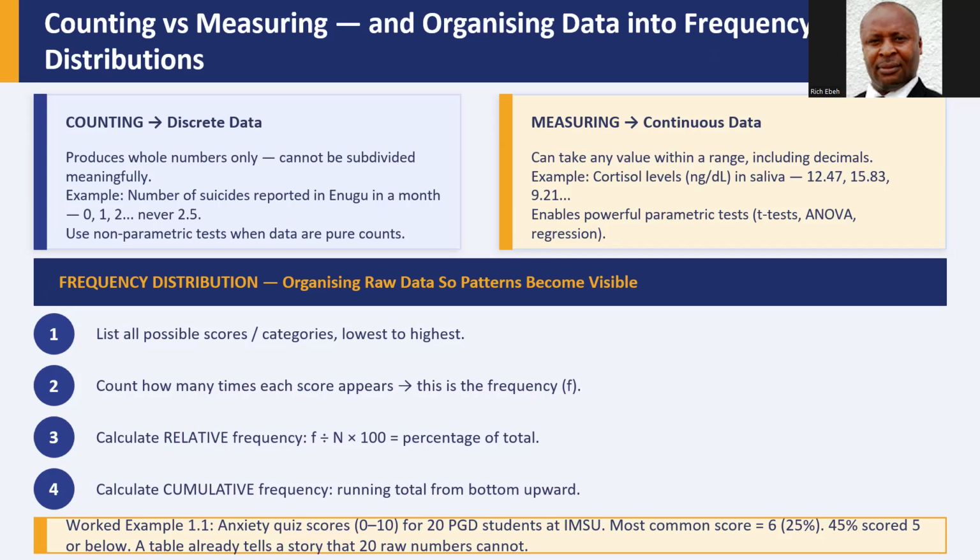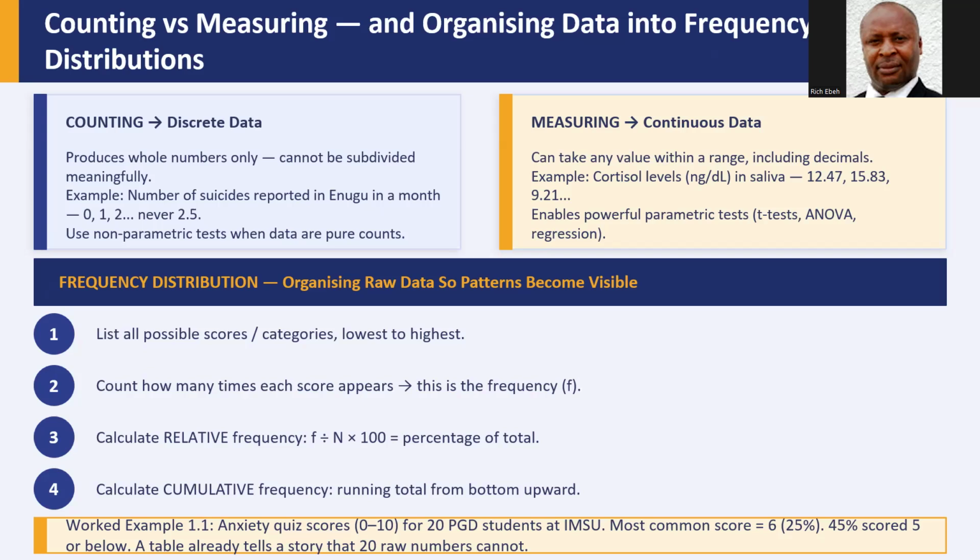Frequency distribution. How to organize our data so that the patterns become visible. That is bringing order to chaos. Usually, once you have collected data, the first thing you want to do is to organize it so that patterns become visible.